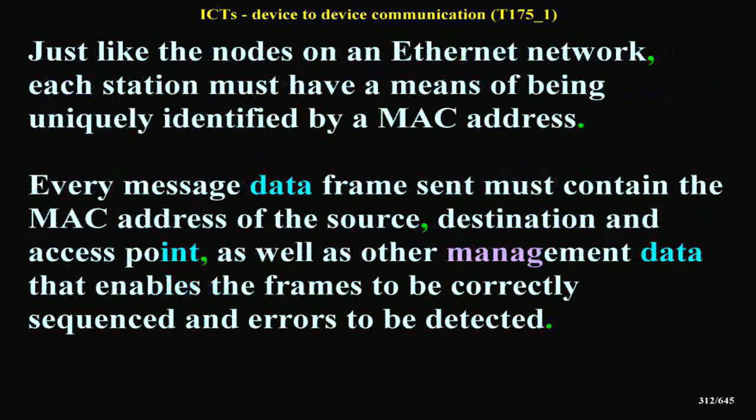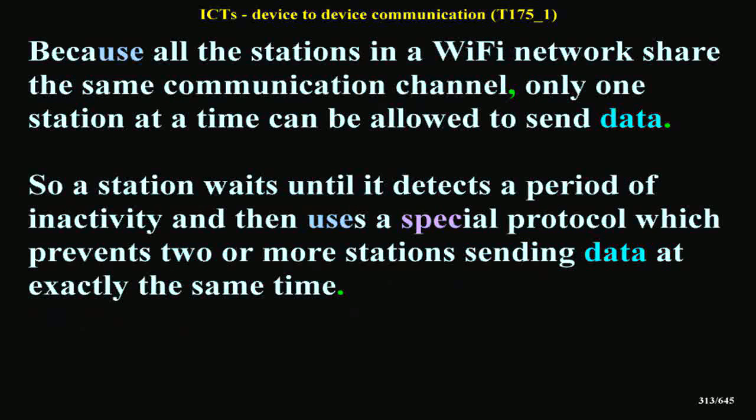Just like the nodes on an Ethernet network, each station must have a means of being uniquely identified by a MAC address. Every message data frame sent must contain the MAC address of the source, destination and access point, as well as other management data that enables the frames to be correctly sequenced and errors to be detected. Because all the stations in a Wi-Fi network share the same communication channel, only one station at a time can be allowed to send data.